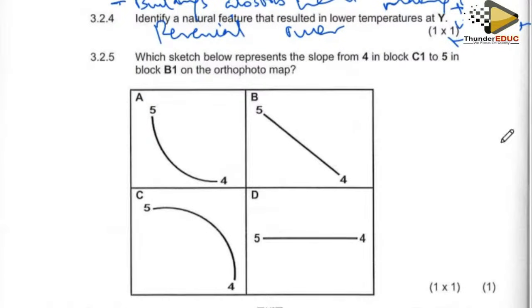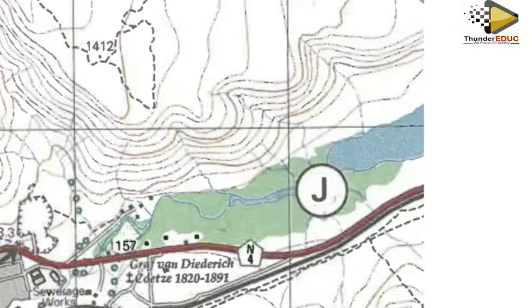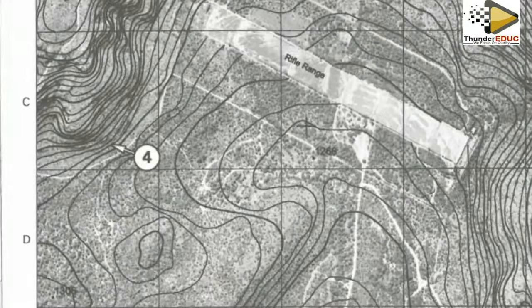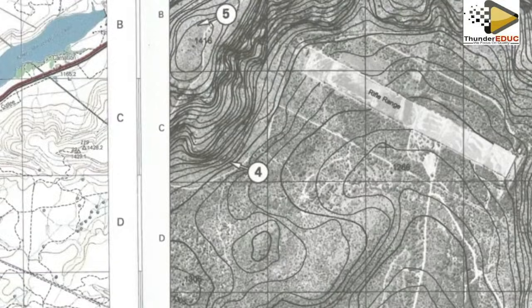Next thing is which sketch below represents the slope from 4 in block C1 to 5 in block B1 on the orthophoto map. So we come to the orthophoto map here. Come to the orthophoto map here.